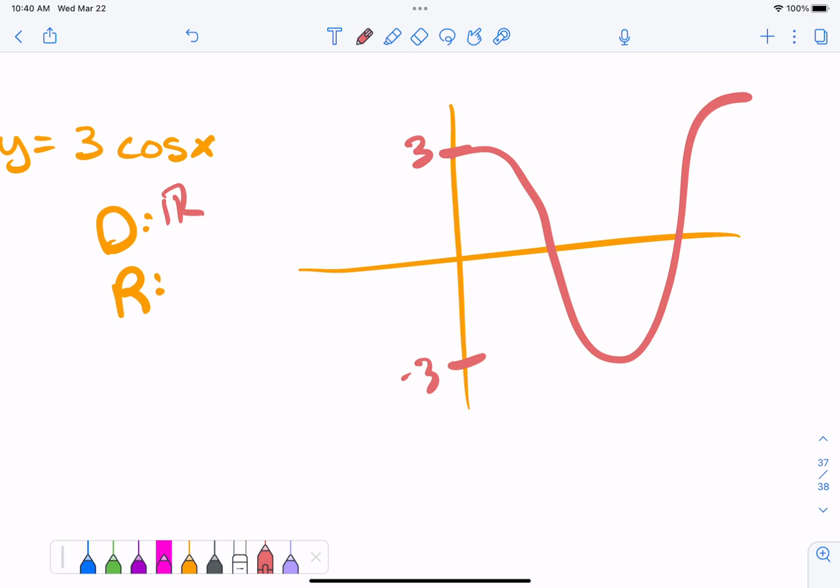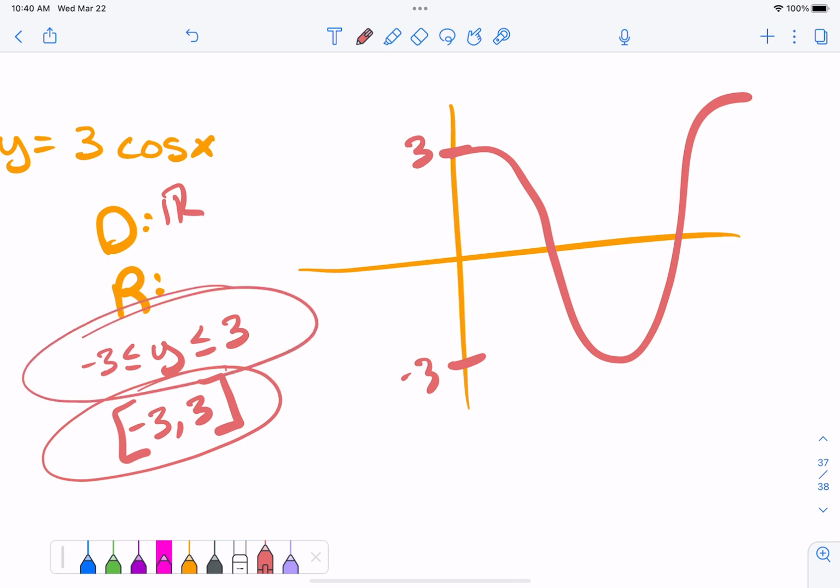There are 2 different ways you can write your range. You can say -3 is less than or equal to y, because you're doing range, less than or equal to 3. Is it actually touching -3? Yes. Or you can write -3, 3, but if you do that, you have to use brackets because it is touching those values. So put brackets around your -3 to 3. Got it? You guys see that? Okay, good.